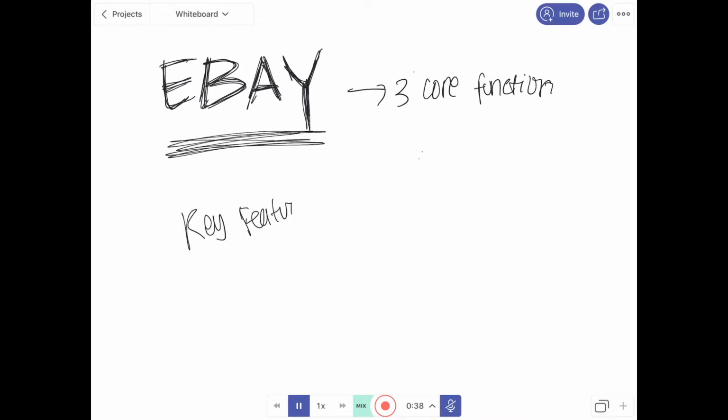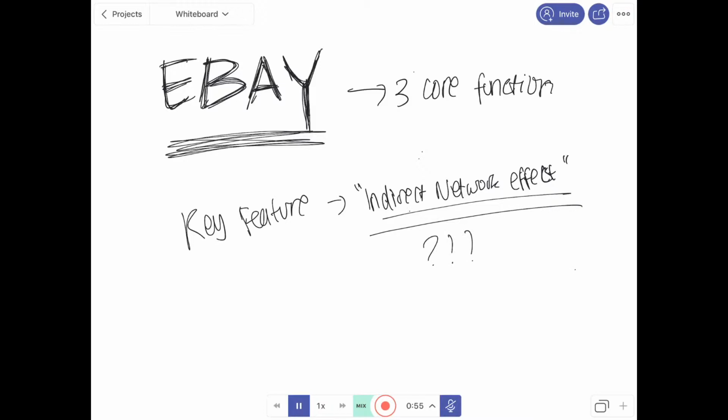There is also a key feature of two-sided platforms, which is the presence of indirect network effects. Indirect network effects exist when the value that a customer on one side realizes from the platform increases with the number of customers on the other side.